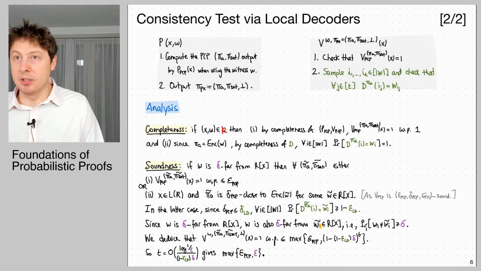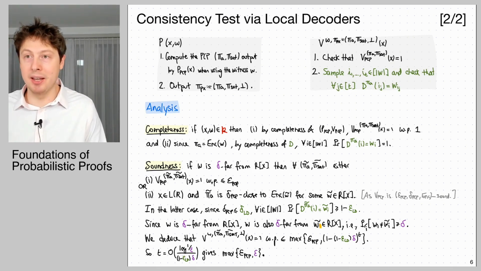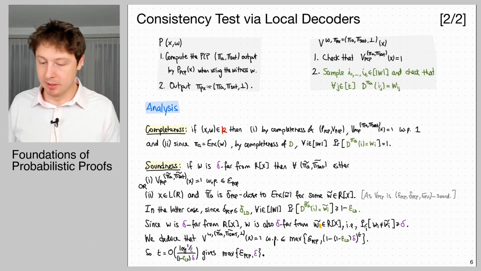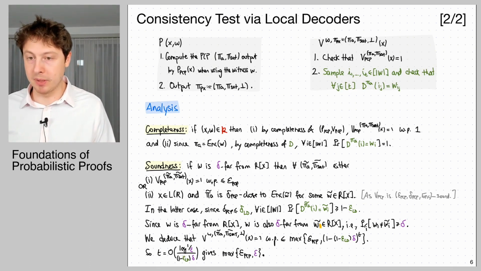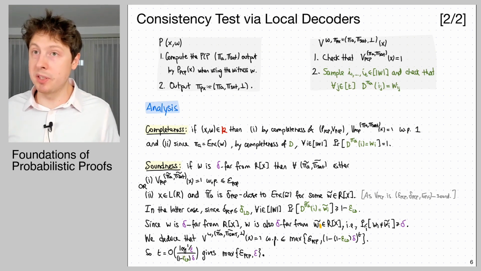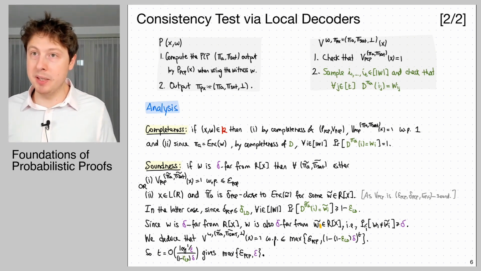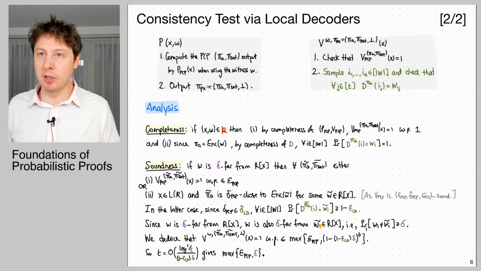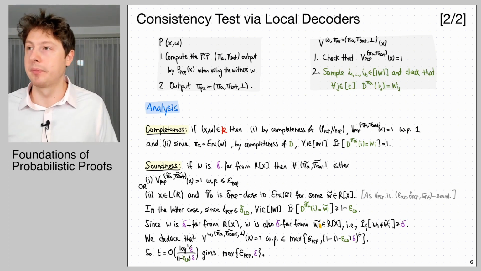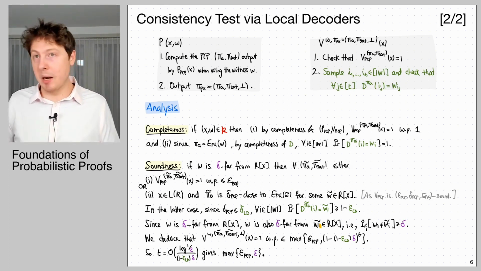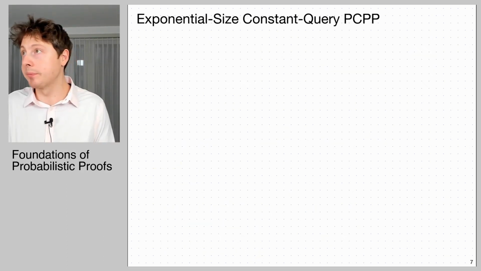Okay, so that is how we construct PCPs of proximity from special two-part PCPs and a local decoder for the encoding of the first part. Okay, so this was an abstract construction, and we can instantiate it in two ways.